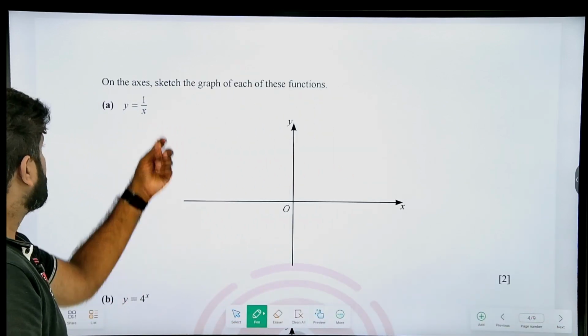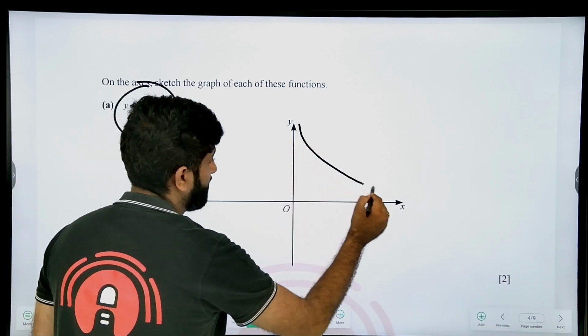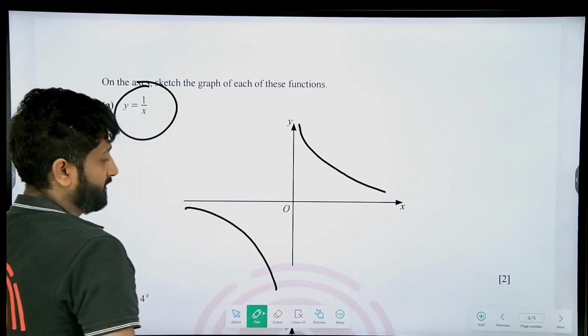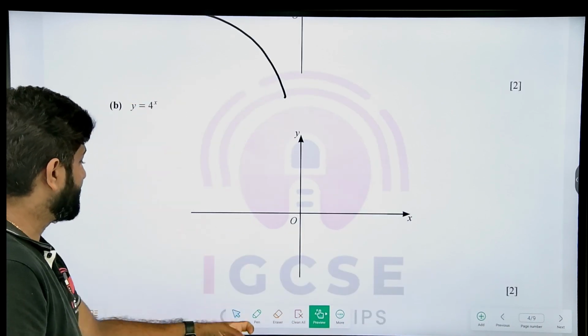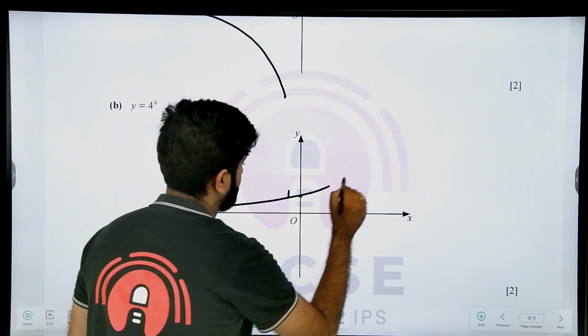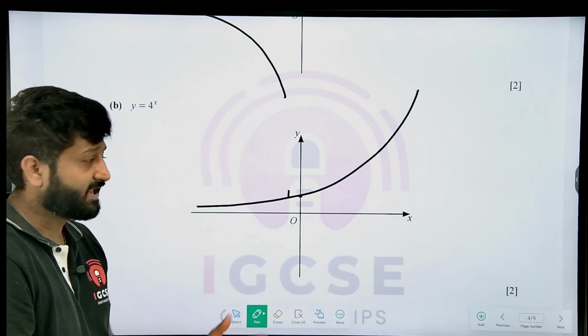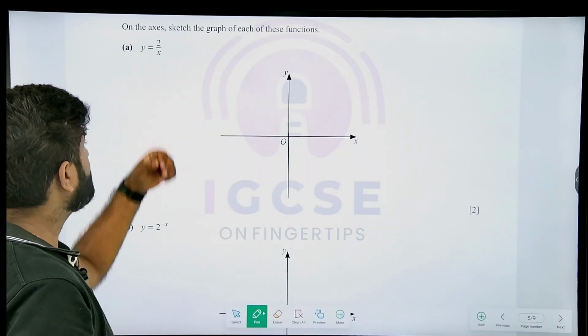Again, see, draw a plot of y equals 1 by x. Right, this is a reciprocal curve. Right, simple. Next, y equals 4 power x. This is an exponential curve, 1, and it is going to go like this. That's it, exponential curve. Next, I have to draw 2 by x.